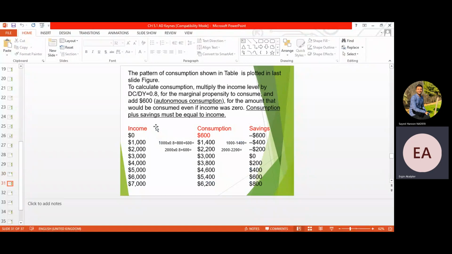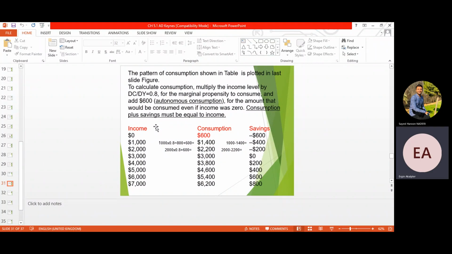Pattern of consumption in the table plotted in the last slide: to calculate consumption, multiply the income level by delta C over delta Y, which is 0.8, the marginal propensity to consume, and add 600 autonomous consumption, the amount that would be consumed even if income was zero. Consumption plus saving must be equal to income. Let's look at the example.